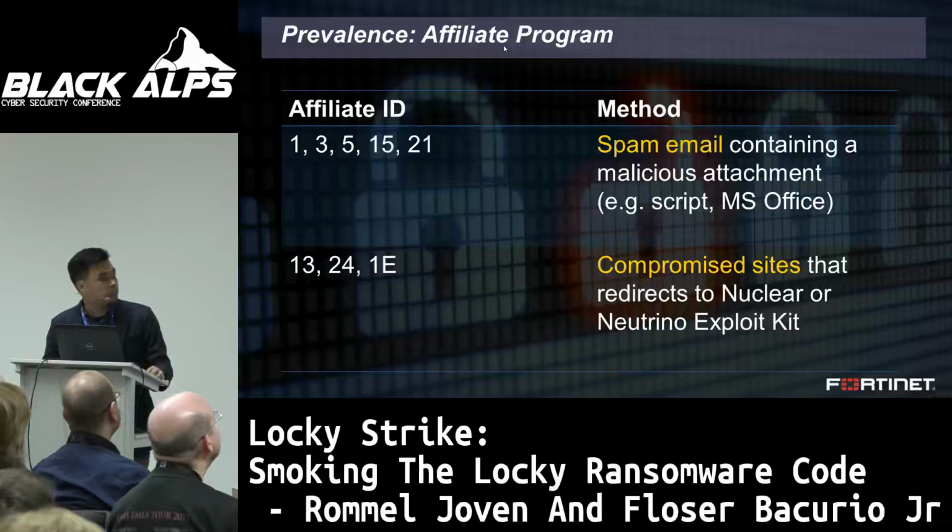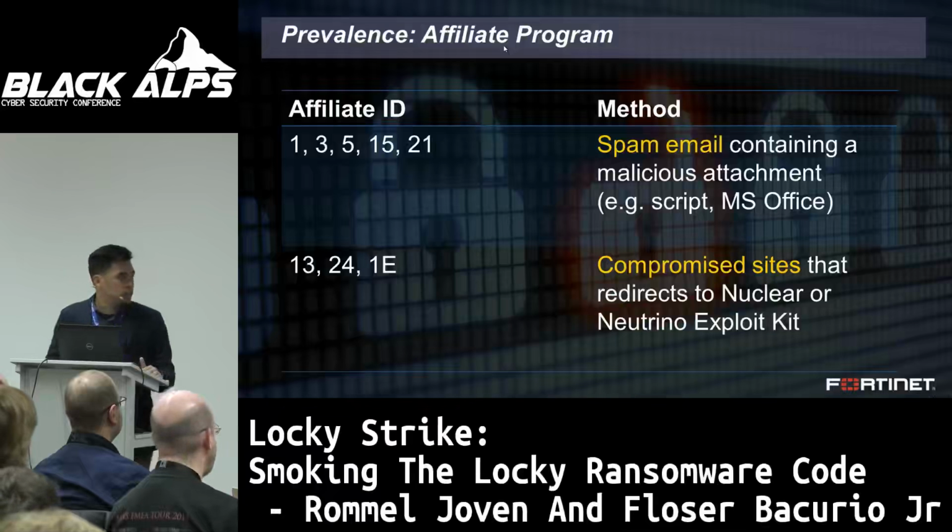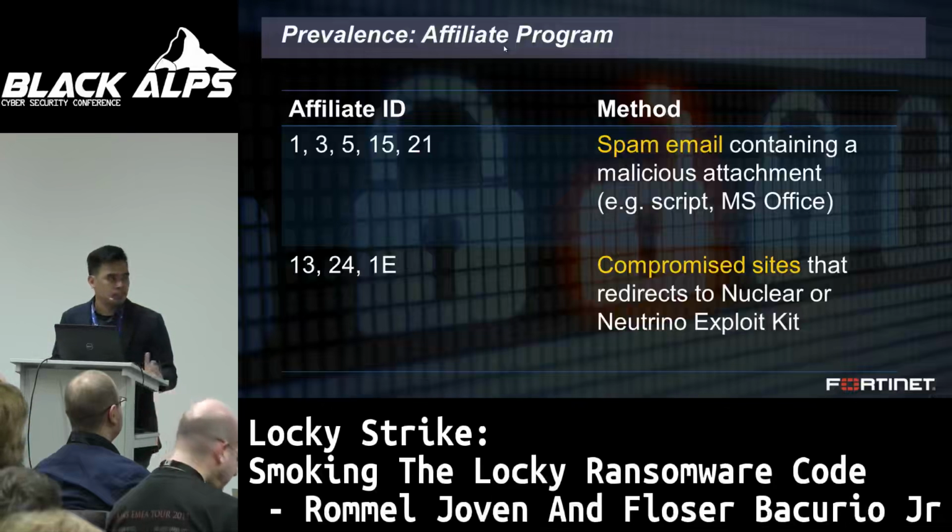So here is the list of the affiliate IDs that we have determined so far, at least 8 affiliate IDs. We classified these affiliate IDs into methods used, such as spam email and compromised sites. We have 1, 3, 5, 15, and 21, and we observed that these affiliate IDs use spam email as the attack vector. This spam email can contain any malicious attachment like scripts, MS Office, PDF, or any other file types. Then for 13, 24, and 1E, we observed that these came from compromised sites that redirect to the Nuclear or Neutrino exploit kit.